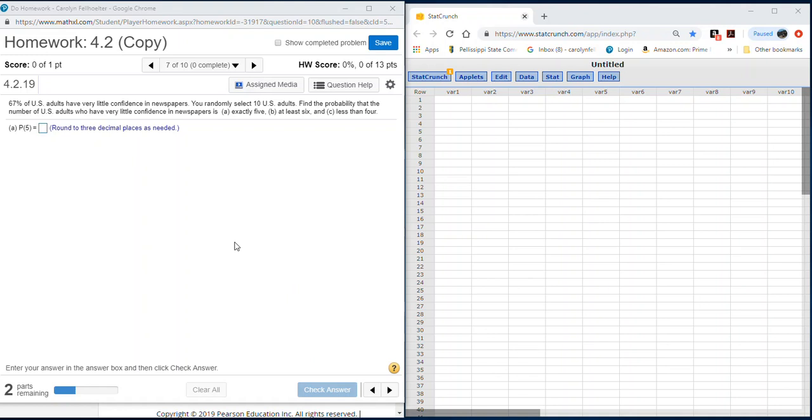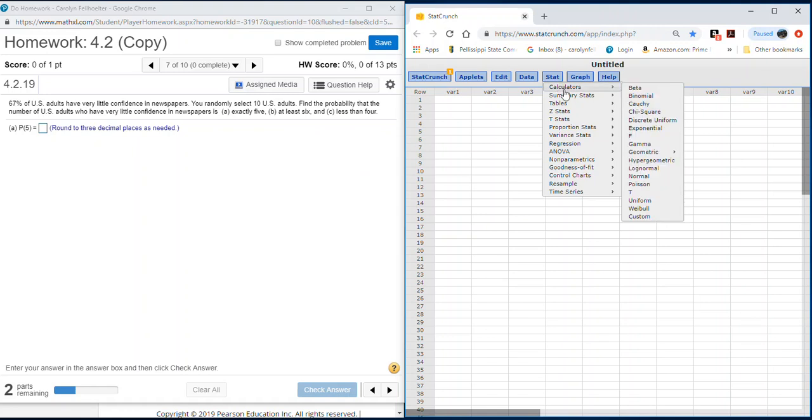And this is telling us that 67% of adults have very little confidence in newspapers. So we're going to randomly select 10 US adults, and we want to know the probability that exactly 5 have little confidence in newspapers. Then we're going to look at the probability that at least 6, and then the probability that at least 4 would have very little confidence in newspapers. So this is a binomial probability distribution.